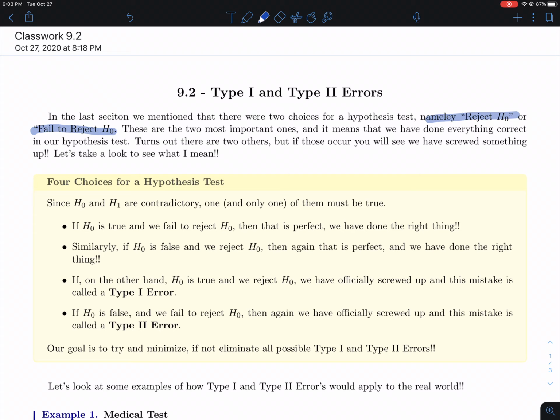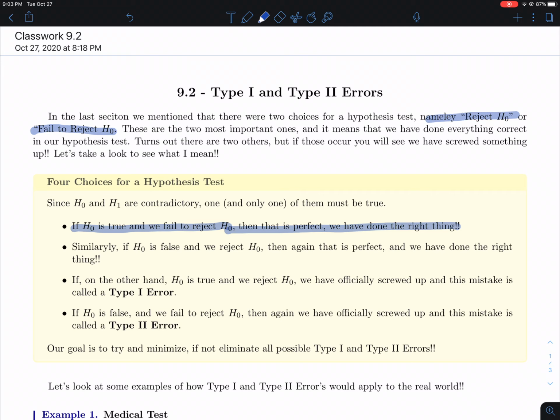So in a perfect world, if we haven't done something wrong, then we should always fall into one of the first two cases. If something bad happened or if we did something totally wrong, that's where we're going to fall into the trap of these type 1 and type 2 errors. So let's look through the four choices again. The first one is the one we did last time. If H naught is true and we fail to reject H naught, then that's perfect. So we've done the right thing.